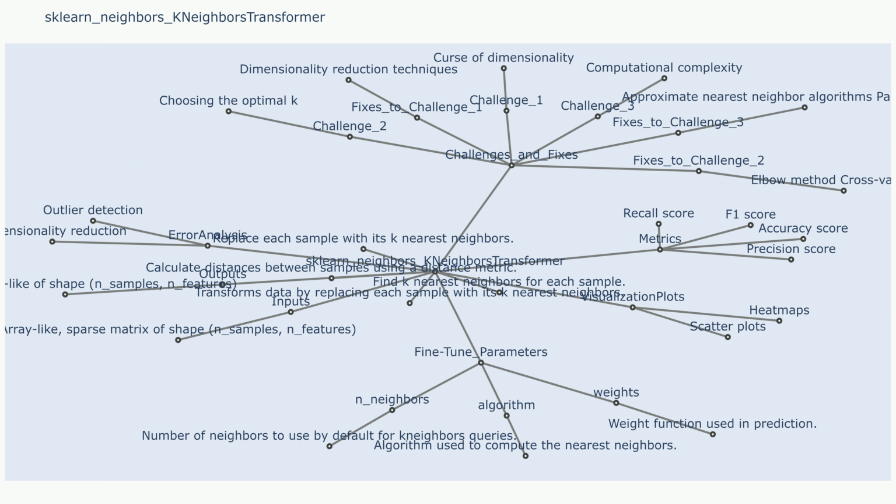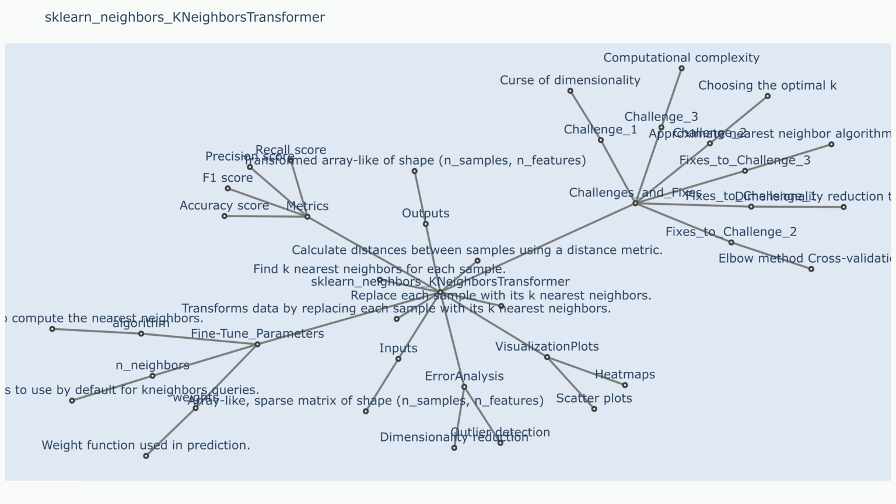Fixes. Dimensionality reduction techniques: use techniques like PCA or t-SNE to reduce the number of features before applying KNeighborsTransformer. Feature selection: select the most relevant features for the task at hand before transformation.